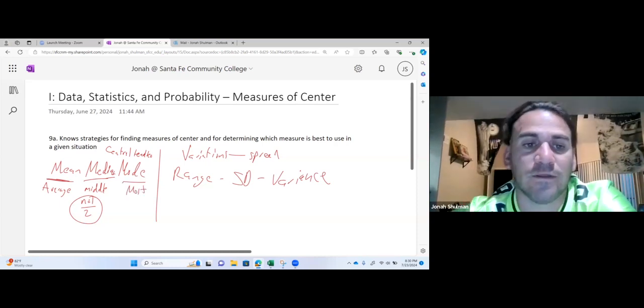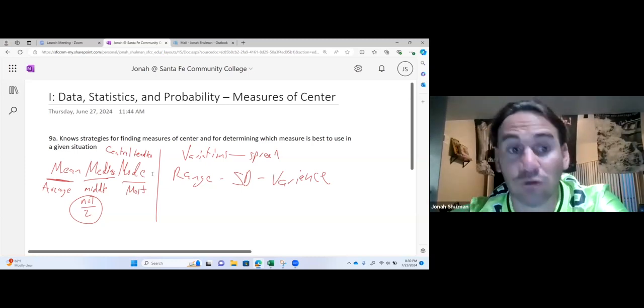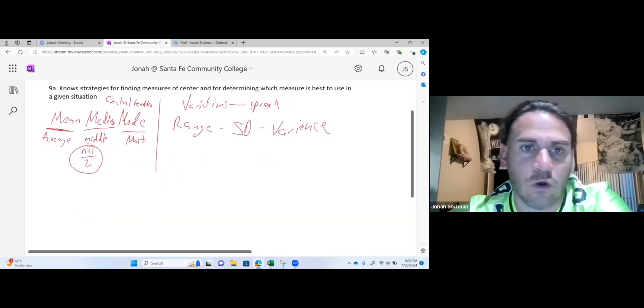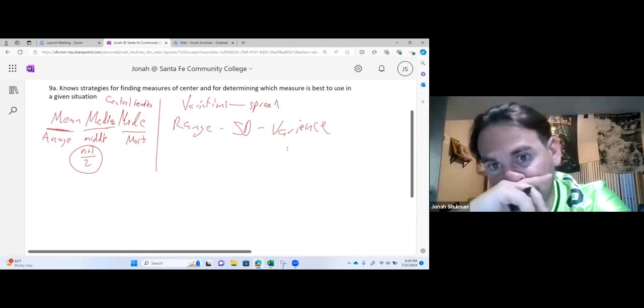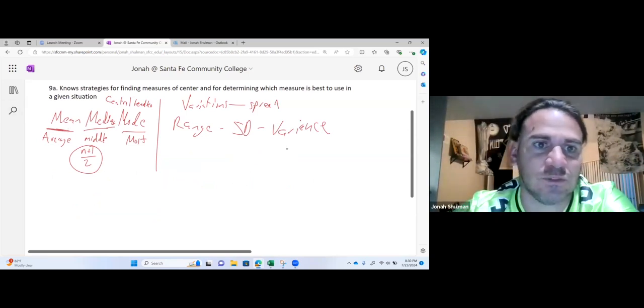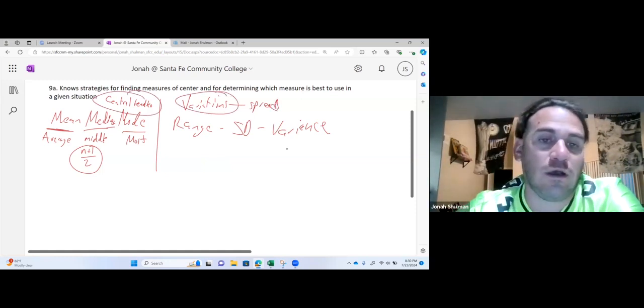I think probably the best way to teach these central tendencies is this: this is just how the middle of the data looks. What is the middle of the data? And this is how spread out the data is. Okay, so that's the difference between a central tendency and what's called the spread or the variation.